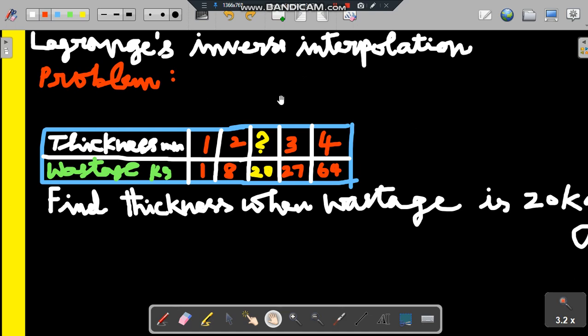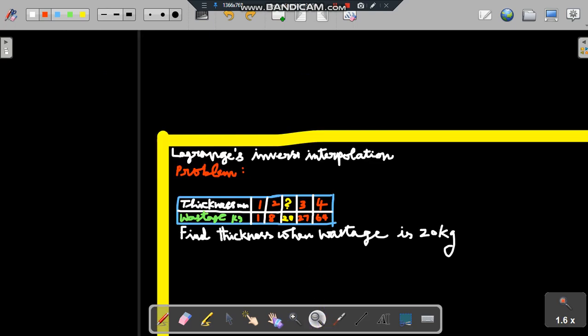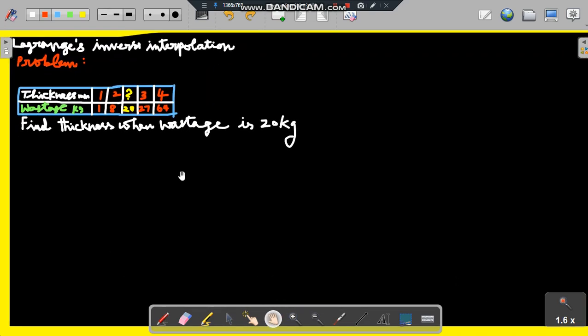Now let us have the solution. When the wastage is 20, what is the thickness? Using Lagrange's inversion formula, we write 20 minus 8 into 20 minus 27 into 20 minus 64. That should be in the numerator.